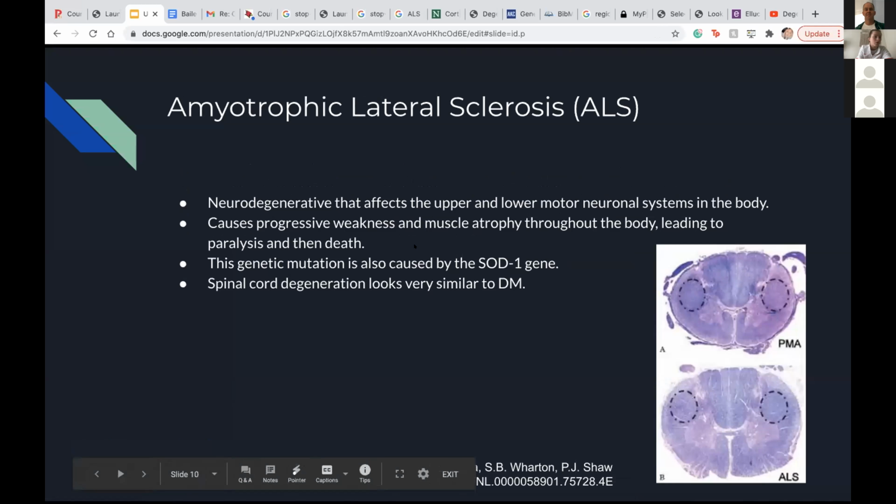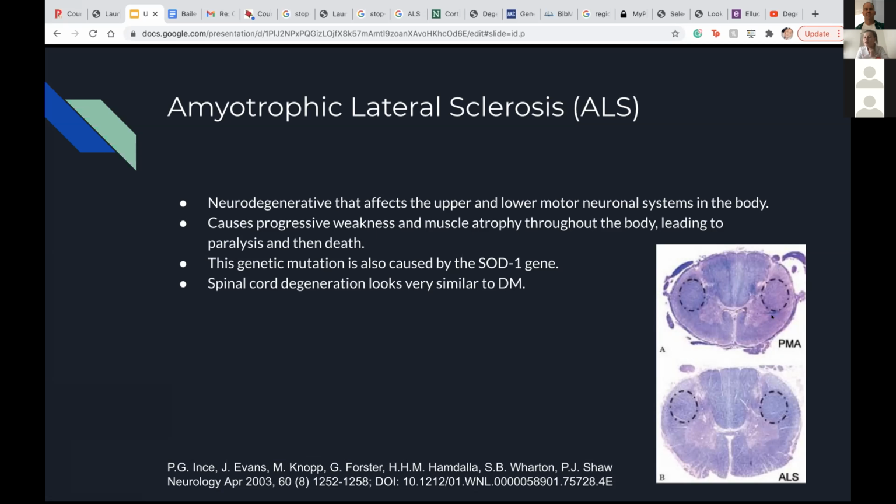All right, so amyotrophic lateral sclerosis, the ALS that I was talking about before. ALS is a neurodegenerative disorder that affects the upper and lower motor neuronal systems in the body, and this is in humans, not dogs. Very similar to DM, it causes progressive weakness and muscle atrophy throughout the body, leading to paralysis and then death. The genetic mutation in ALS is also in the SOD1 gene, which is what coincides between the two, and spinal cord degeneration looks very similar as well.